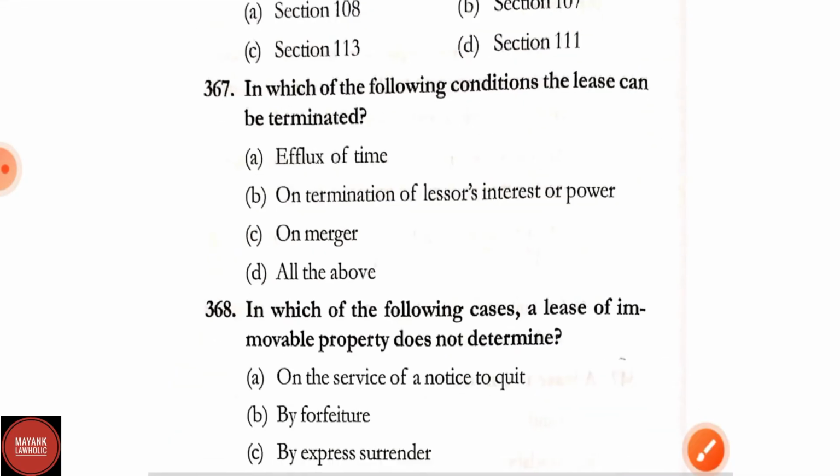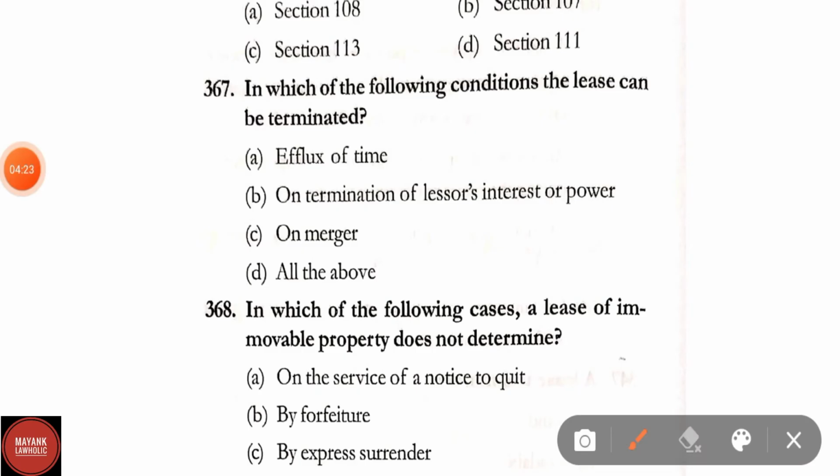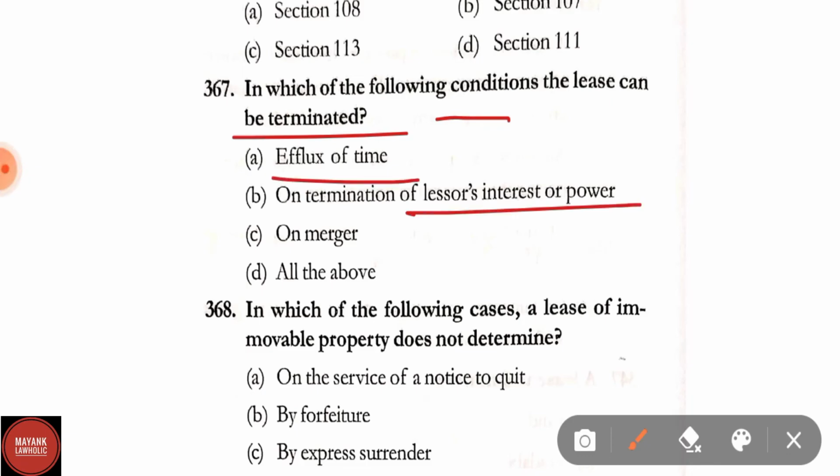Question number 367. In which one of the following conditions can a lease be terminated? Option A, efflux of time, option B, on termination of lessor's interest or power, option C, on merger, and option D, all of the above. Correct answer is option D, that is all of the above.